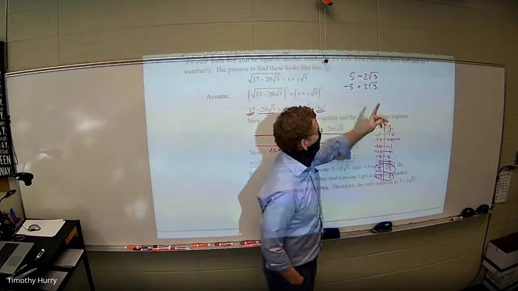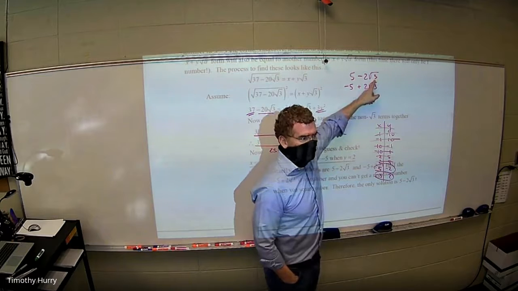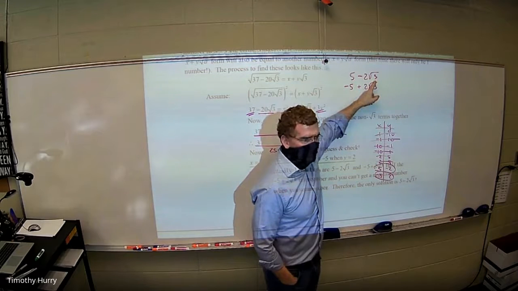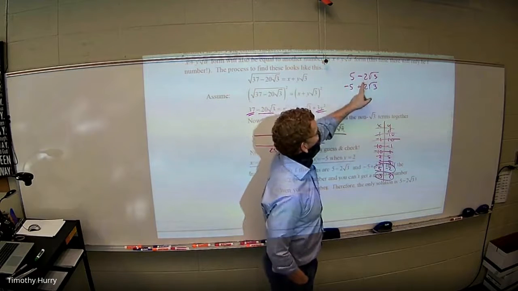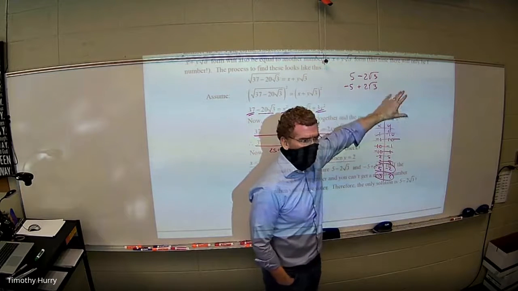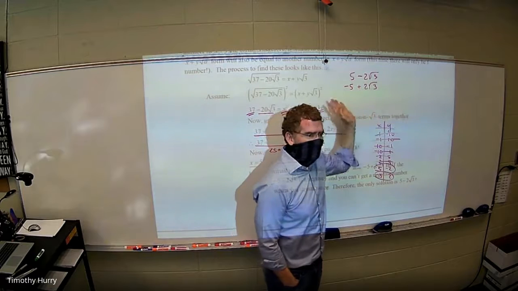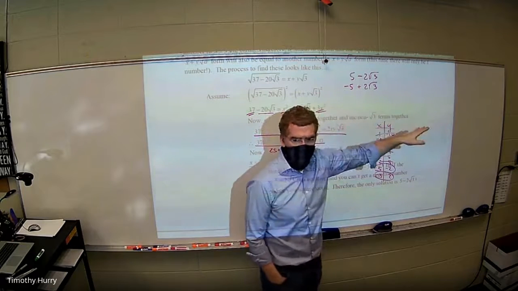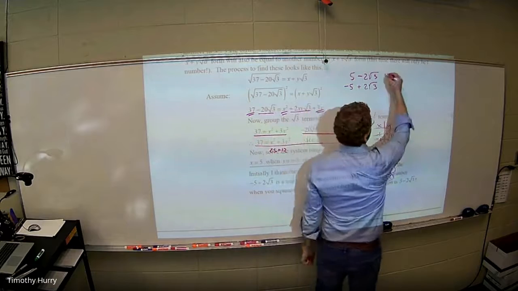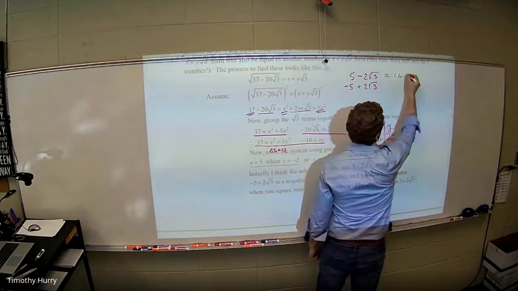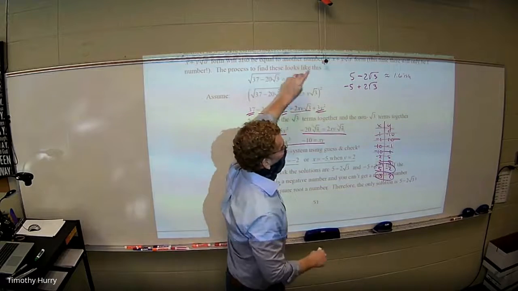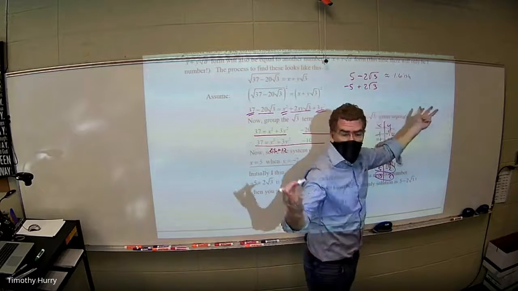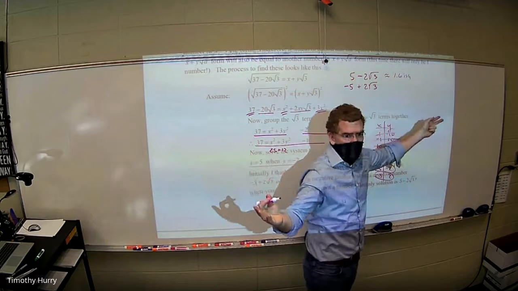I'm going to go with about 2. The root 3 is about what? 1.7. Again, it's good to know that because it helps in situations like this. What's 2 times 1.7? Like 3.4-ish? What's 5 minus 3.4-ish? I'm going to go with 1.6-ish. Is it possible to square root a number and get a positive 1.6? Yeah, you can get positive numbers when you square root.